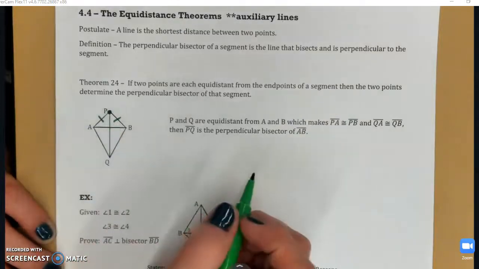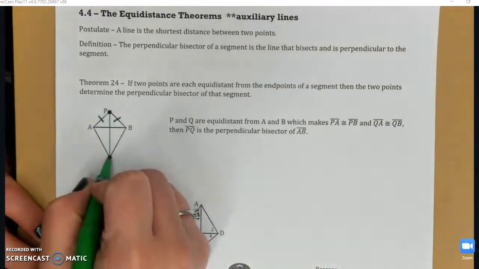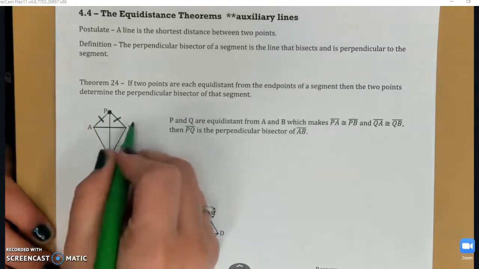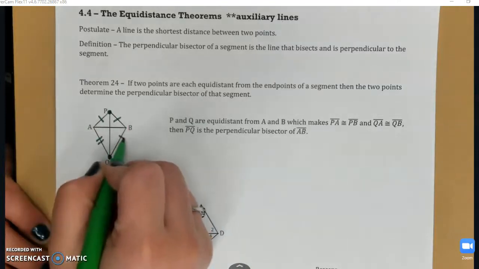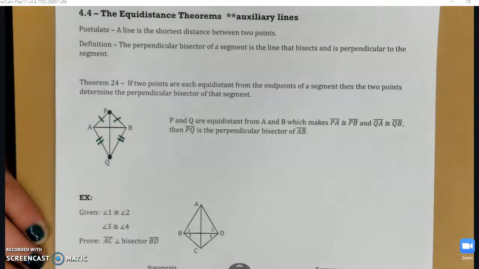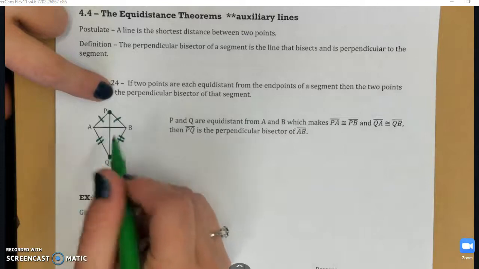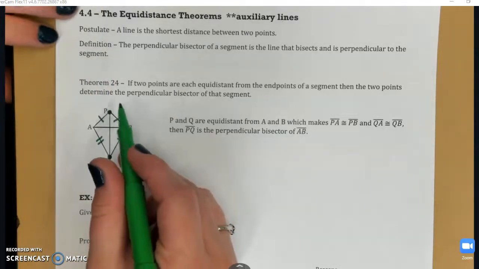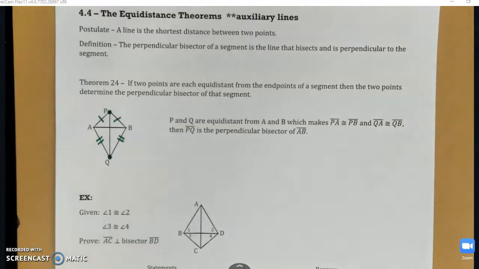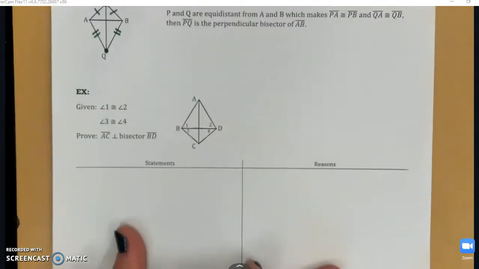So if those two segments are congruent, and then if I also have Q, and Q is equidistant from A and B, meaning these two segments are congruent, then the segment or line joining P and Q is the perpendicular bisector. So if I have 2 points and I'm connecting the dots to make what would look like a kite in this case, if those 2 points are both equidistant respectively from the endpoints, then that means that they make up the perpendicular bisector. So let's look at that together on a proof.